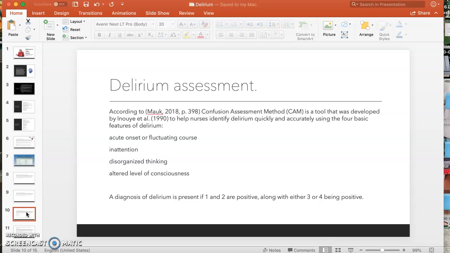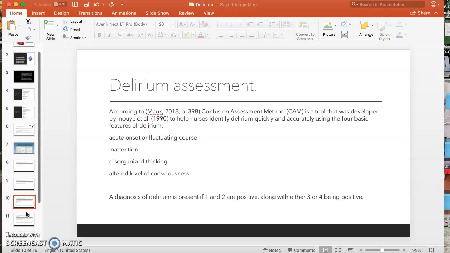Delirium assessments. So how do we assess for delirium? According to the article above, the Confusion Assessment Method, known as the CAM, is a tool developed by the reference above to help nurses identify delirium quickly and accurately using the 4 basic features of delirium. What are the features? Acute onset of fluctuating course, inattention, disorganized thinking, and altered level of consciousness. The diagnosis of delirium is present if 1 and 2 are positive, along with either 3 or 4 being positive.